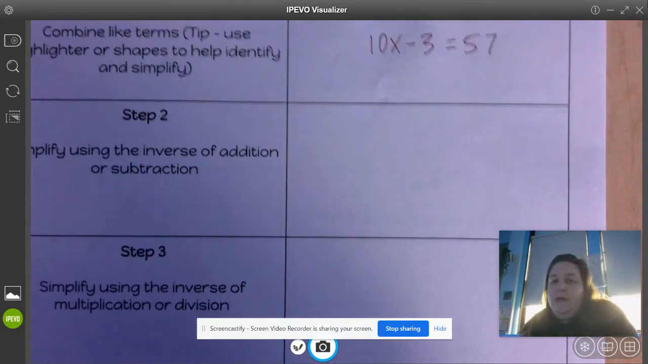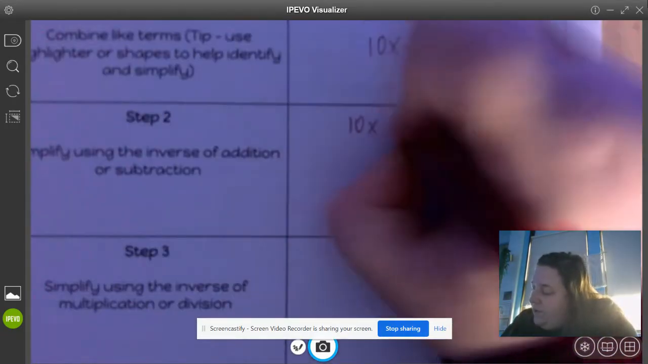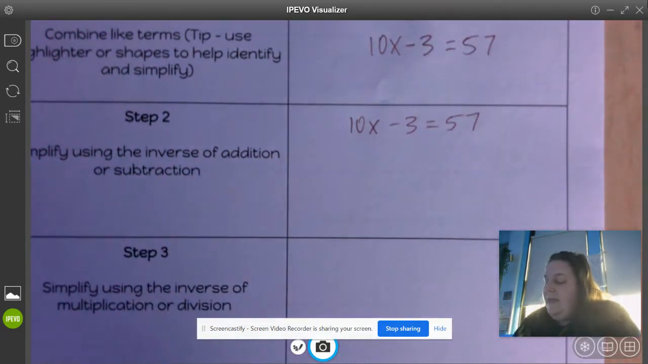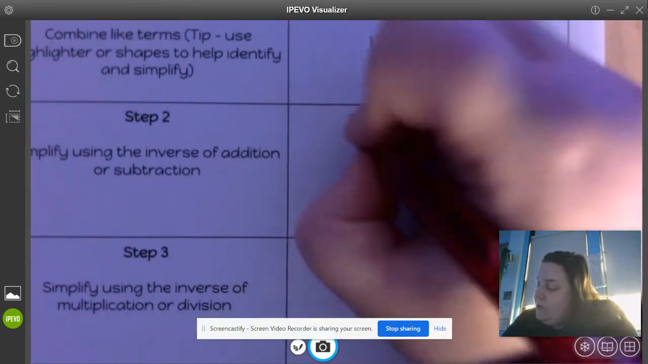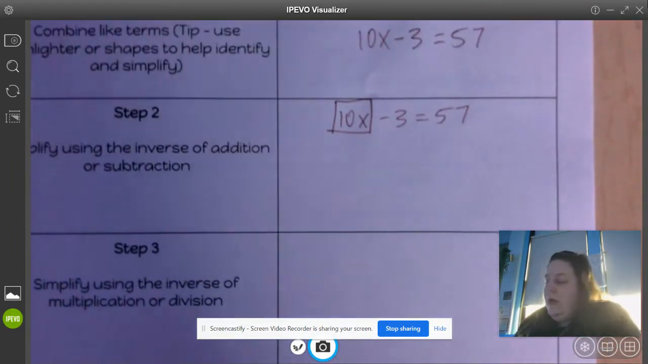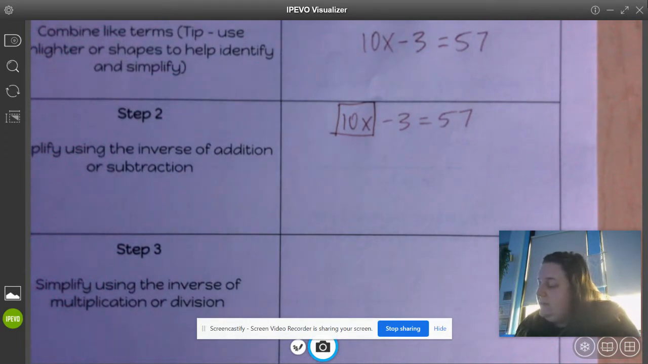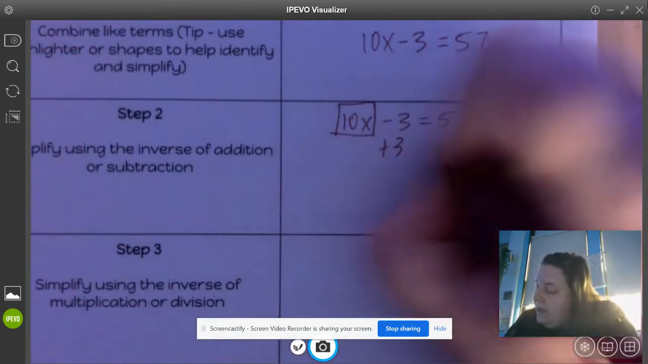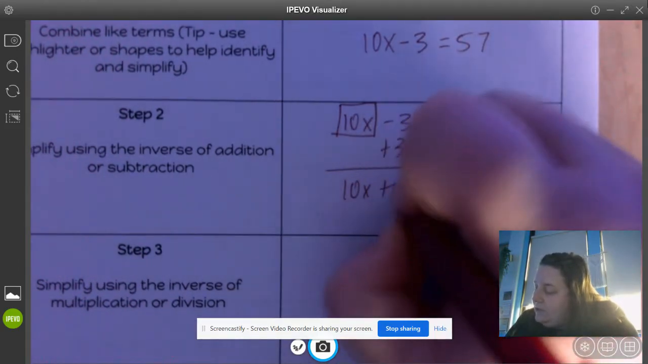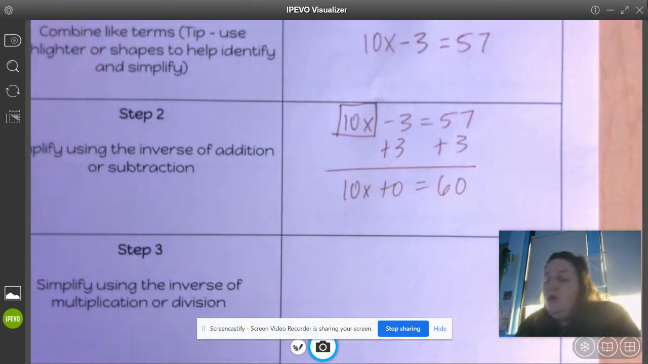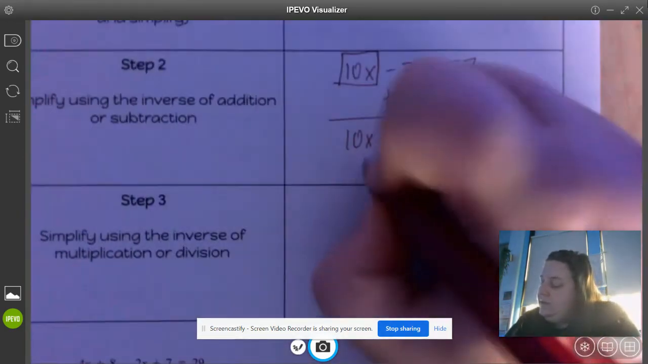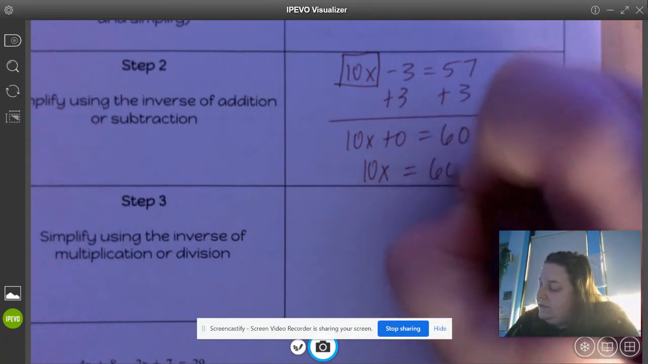Okay. So if I move this down, what I left off with into step 2, it says simplify using the inverse of addition or subtraction. So like we did previously, I'm going to box that variable term. I need to get rid of this constant, and it's subtracting 3. So I would do the inverse, which would be add. So that's 10x plus 0 equals 60. Remember, what we do to one side, we do to the other to keep it balanced. So this is the same as 10x equals 60.